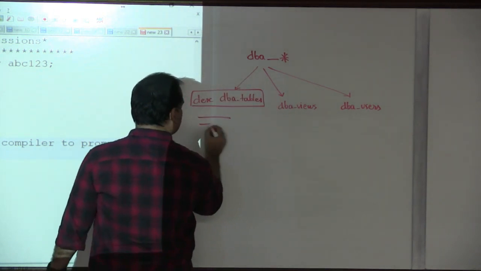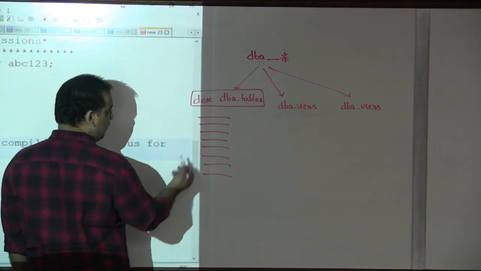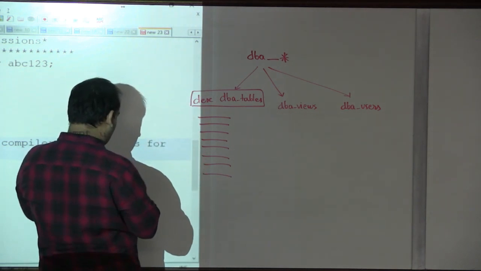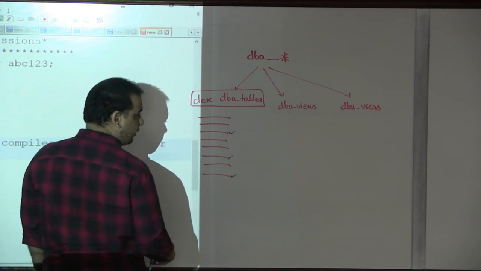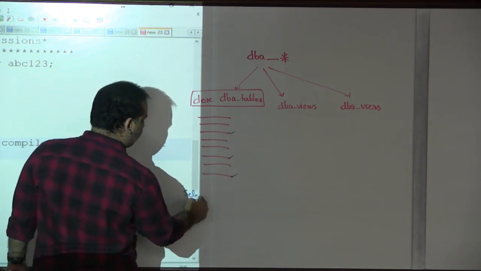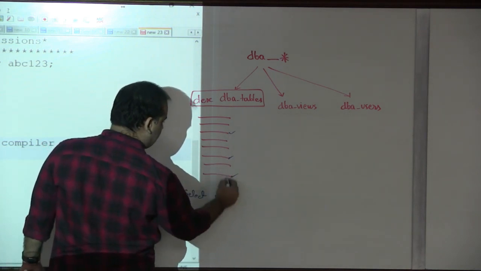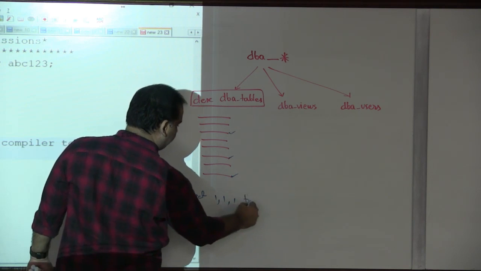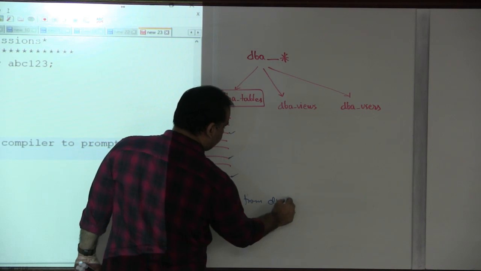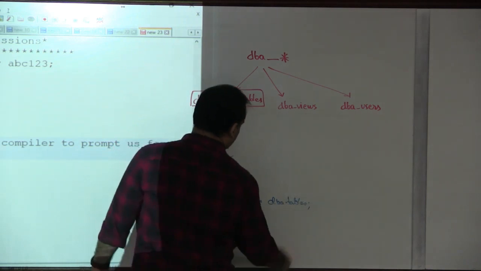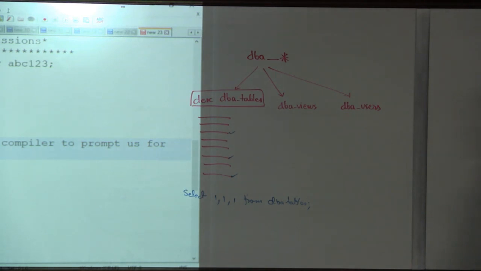It will give me all these columns, 1, 2, 3, 4, 5, 6, 7, all these columns. And I say, oh, you know what? I want to pick this column. I want to pick this column, and then I want to pick this column. So I'm going to write a select statement. Select this particular column, comma this column, comma this column from which dictionary? DBA underscore tables. Right? This is how I'm going to pull that information.